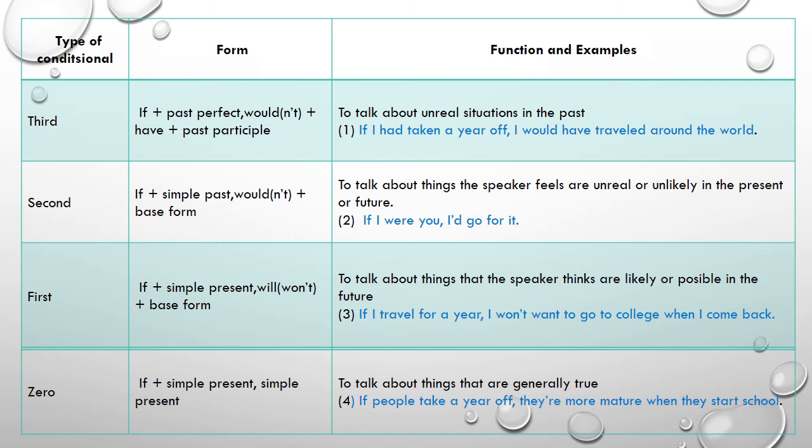Then we have the 0 conditional, which says if plus simple present, and it is used to talk about things that are generally true. If people take a year off, they are more mature when they start school.